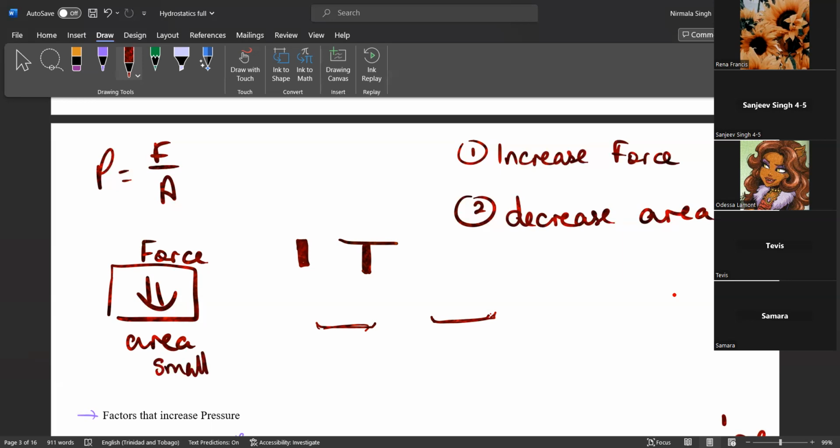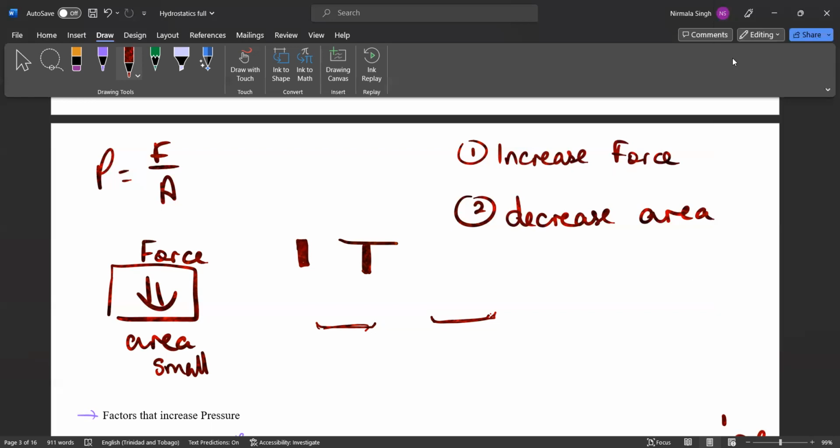Pressure tells us how much force is acting per unit area. So the smaller the area, the greater the pressure exerted. So you all have to remember the two ways to increase pressure: one, by increasing your force, and two, by decreasing your area.